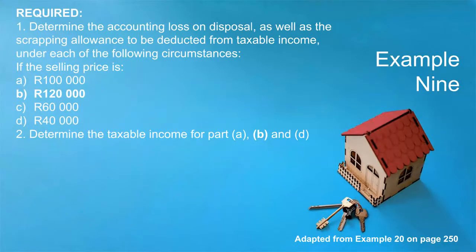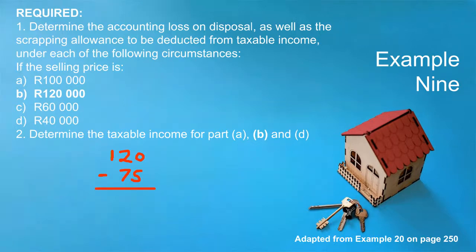Right. So in scenario B, we now sell the asset for 120,000. Right. So this is more than the cost. So in red, we're going to do accounting first. What would we do for accounting? We would say, okay, we got 120 sale. Right. What would be the accounting profit? We would say minus 75. Why 75? 75 is the carrying amount, right?